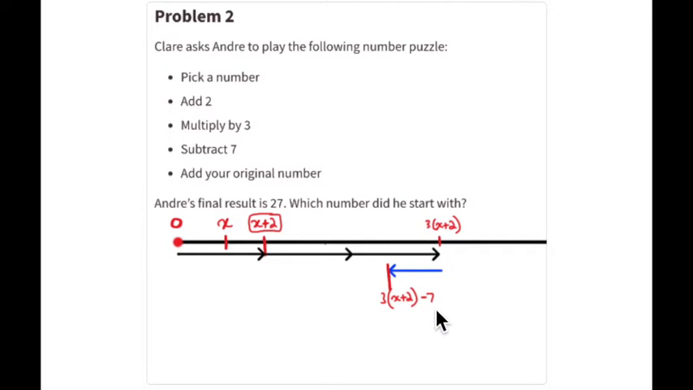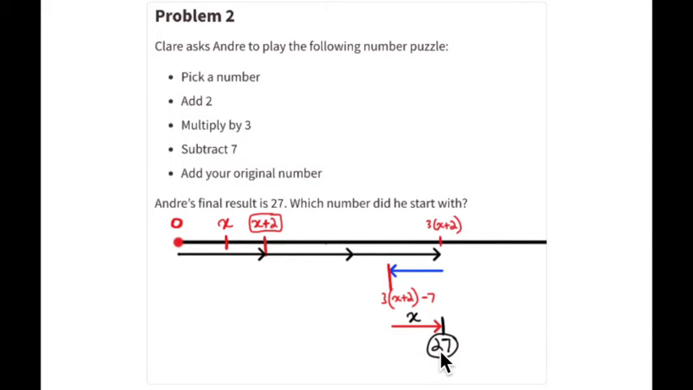Then I'm going to subtract 7. But I don't know where I am right here. I don't know what this value is. Whatever it is, I'm going to subtract 7 from it. Then I'm going to add x back, and I'm going to end up at 27.